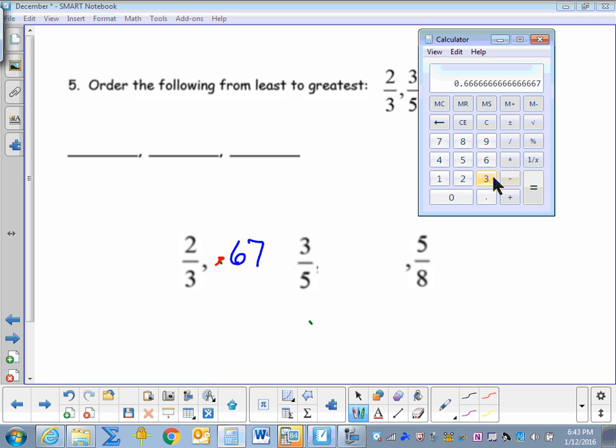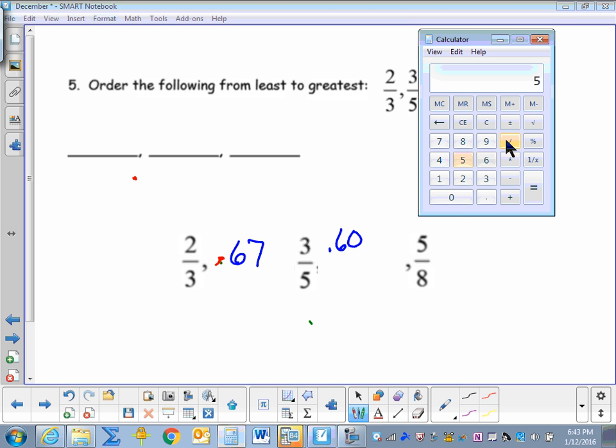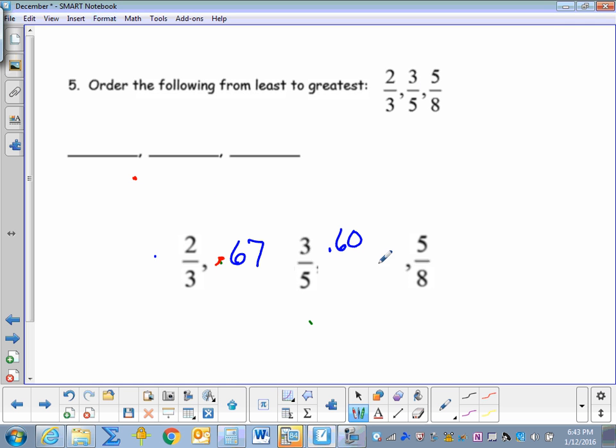The next one, 3 divided by 5, is 0.6. I'm going to make that 2 decimal places, so 0.60. And then 5 divided by 8, which is 0.625, or I'm going to say 63 cents. So now I have 67 cents, 60 cents, and 63 cents.